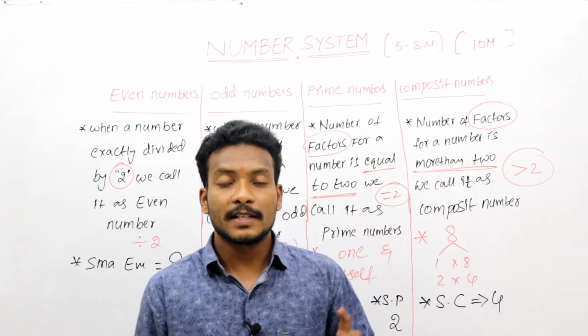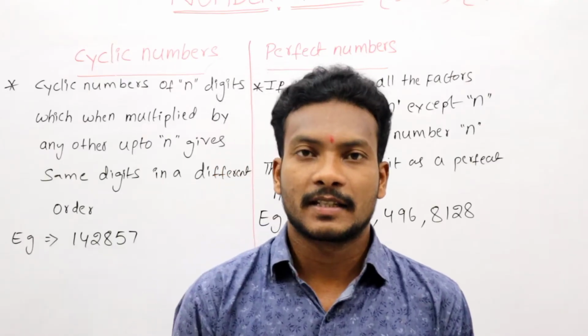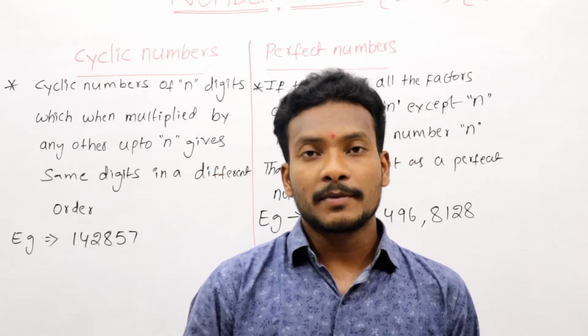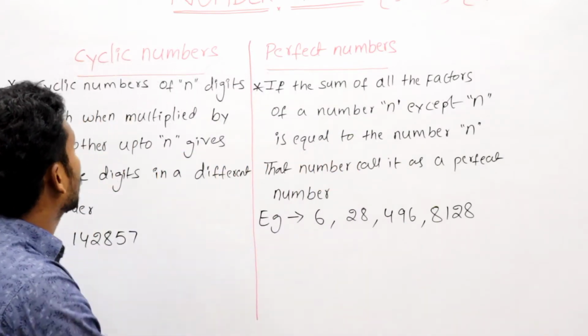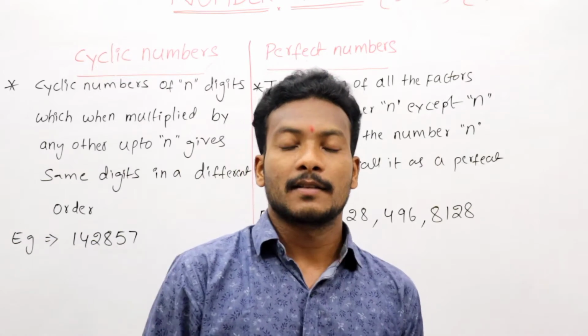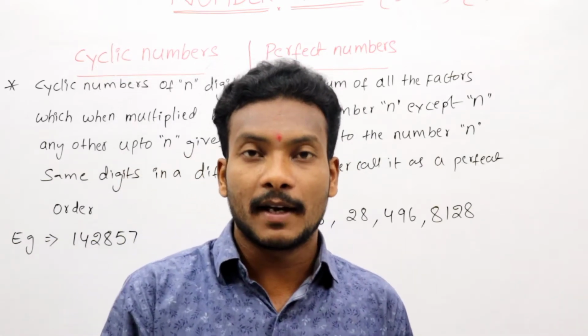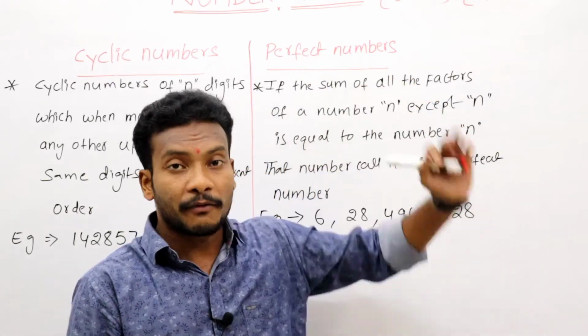Okay, now these are all the 4 types. Right. Next, in number types, another 2 types of numbers. What are those? Cyclic numbers and perfect numbers. Now first of all we have to see what the definition of a cyclic number is, and what the definition of a perfect number is.